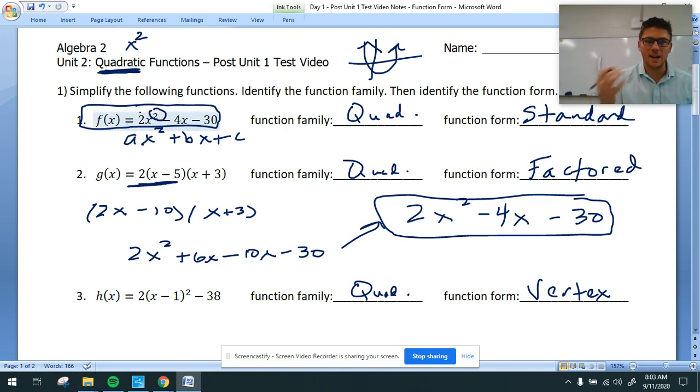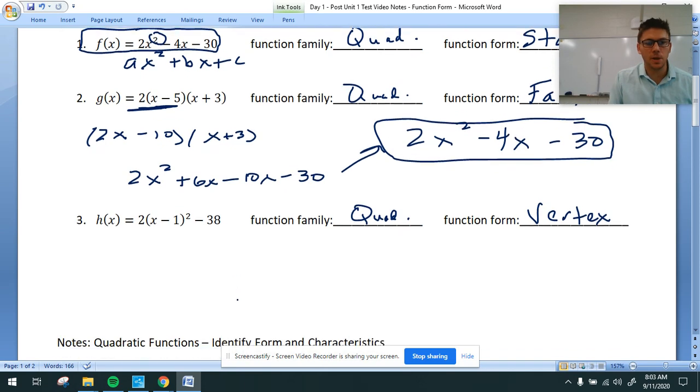No, it did not. It was kind of disguised, but they're the same exact function when you multiply it all out. So when you multiply it out, it transforms into standard form, ax squared + bx + c. But it's the same thing, just a different format.